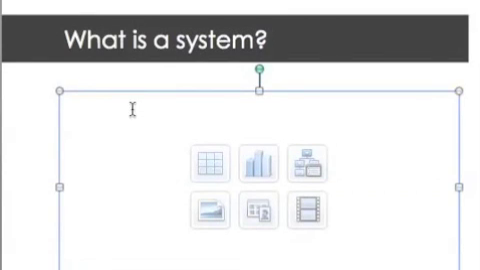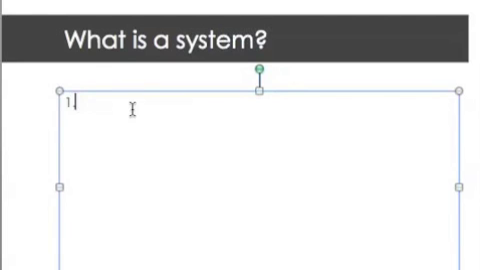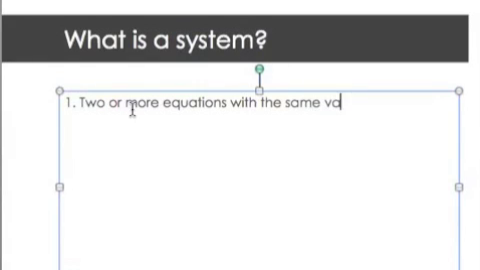And there's a couple different ways we can think of systems. So the first way I want you to think of it is, a system is two or more equations with the same variables. Okay? Two or more equations with the same variables.